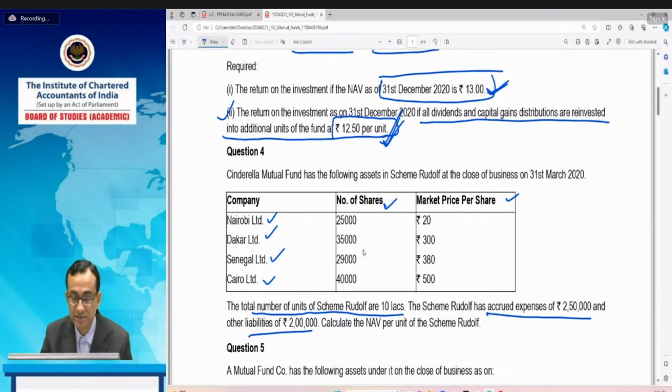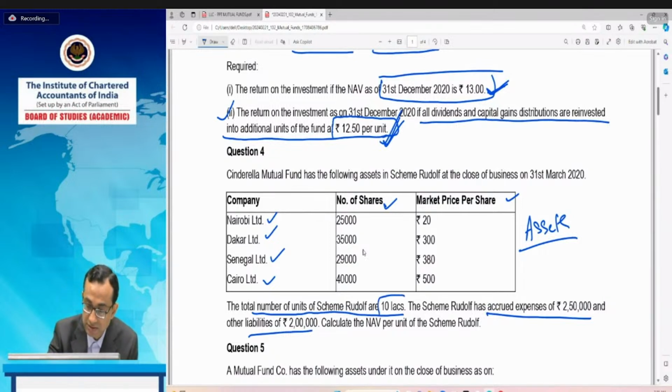So assets are given, meaning whatever companies it is invested in are the assets, and these are accrued expenses and other liabilities. These are liabilities. So how is net asset value calculated? Total assets less total liabilities divided by the number of outstanding units. So we will calculate total assets and total liabilities, and the total number of units is already given in the question. It is 10 lakh per unit.